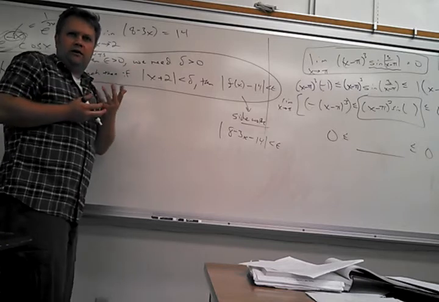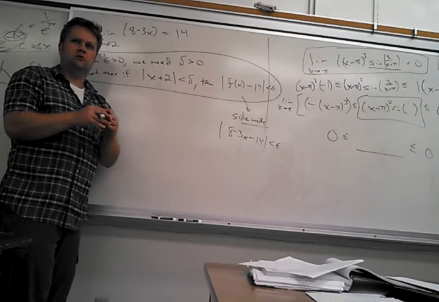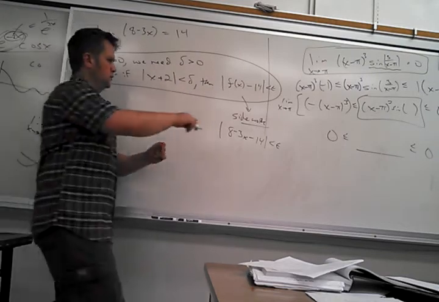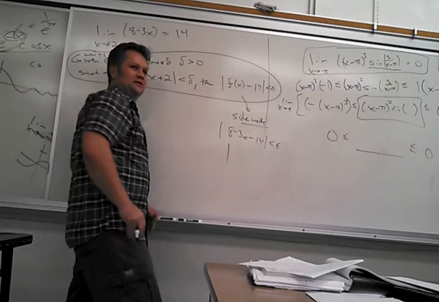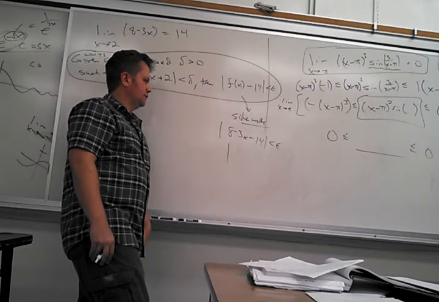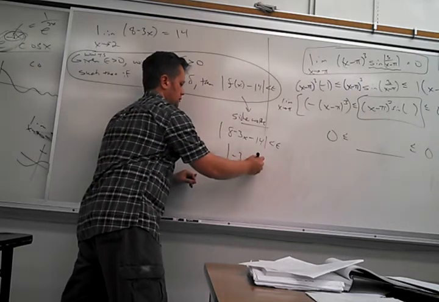And that's where it feels like we're cheating a little bit. Well, what the hell, man? You want me to do something? However I can figure out how to do it, that should satisfy you. So leave me alone. So if you do this: 8 minus 3x minus 14, negative 3x minus 6. Yeah, negative 3x minus 6.